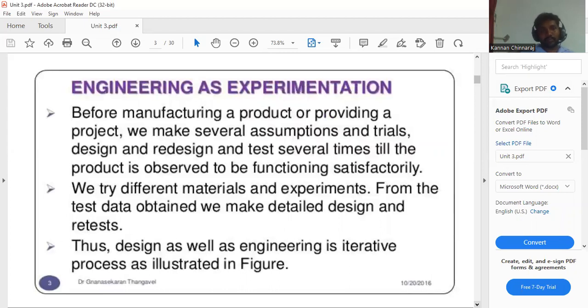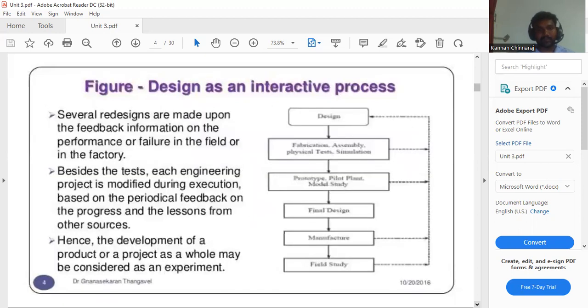Now we move to the topic: what is engineering as experimentation? Before manufacturing a product or providing a project, we make several assumptions and trials, design and redesign, and test several times till the product is observed to be functioning satisfactorily. We try different materials and experiments. From the test data obtained, we make a detailed design and pretest. Thus, design as well as engineering is an interactive process as illustrated in the figure.